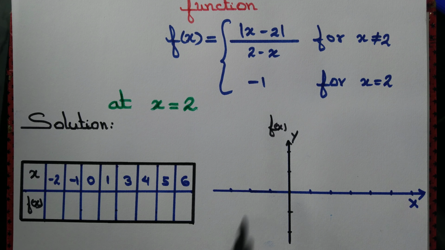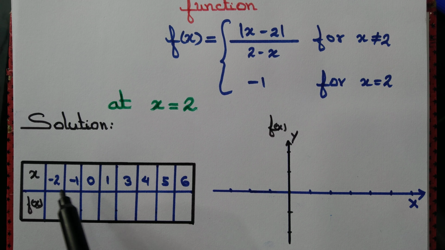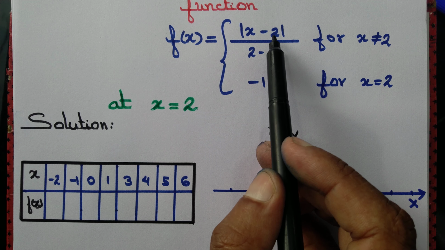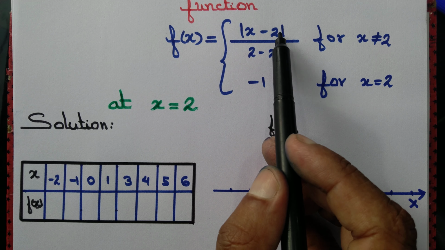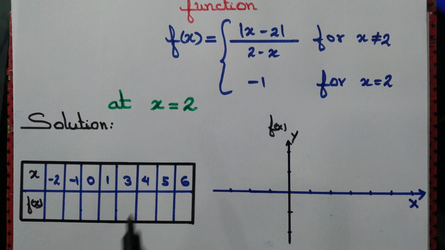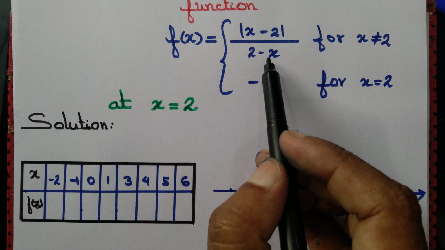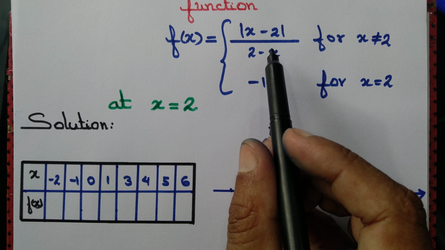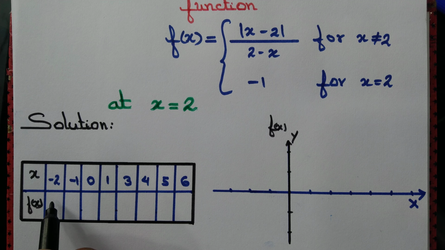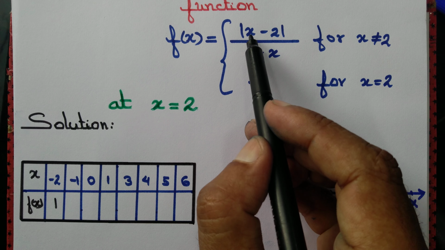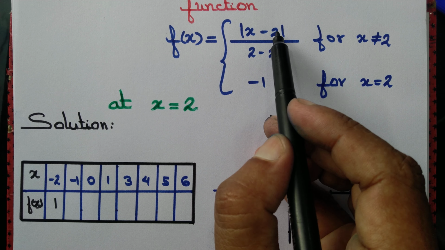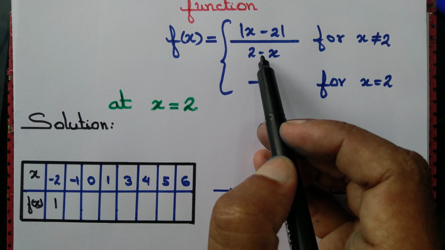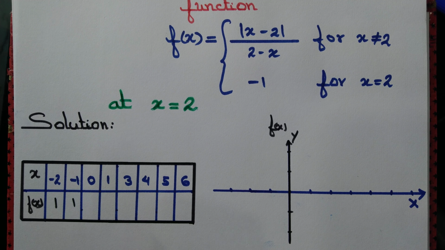What we want to do is draw the graph of this function. When x equals −2, x − 2 gives us −4, and mod of −4 is plus 4. So |x − 2| is equal to 4. How about the denominator? 2 minus (−2) is 2 plus 2, which is 4, and 4 by 4 is 1. So for x equal to −2, f(x) equals 1. For x equal to −1, we got −3, and mod of −3 is plus 3, and the denominator is also plus 3, again 1.